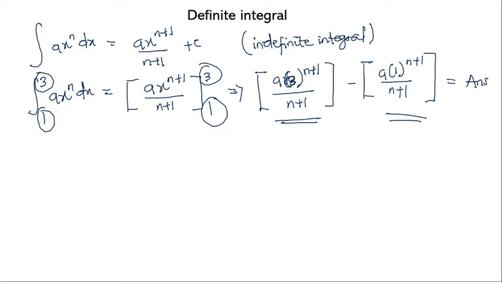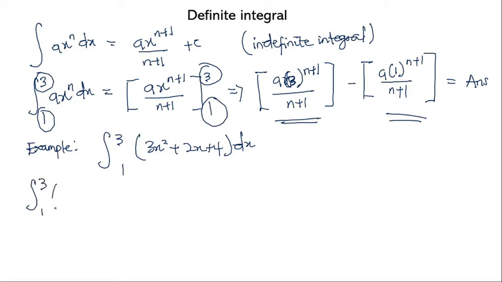Alright, so with this in mind, let's have a look at an example. So we are to integrate from 3 to 1 the function 3x squared plus 2x plus 4 dx. Alright, so let's look at how we solve this problem.